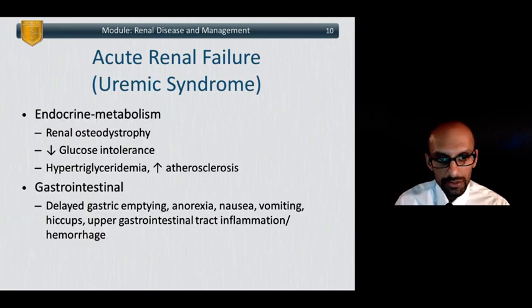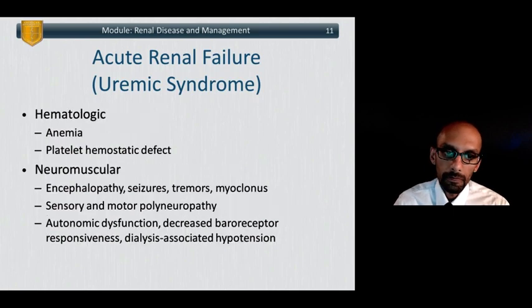The endocrine system is also affected. As I mentioned earlier, renal osteodystrophy can occur. Patients can be hypocalcemic. There's often decreased glucose tolerance and a hypertriglyceridemia with increased rates of atherosclerosis, which are often coexistent with renal disease. End-stage renal failure patients present with delayed gastric emptying frequently. With anorexia, they can have nausea and vomiting, and upper gastrointestinal tract inflammation and hemorrhage.